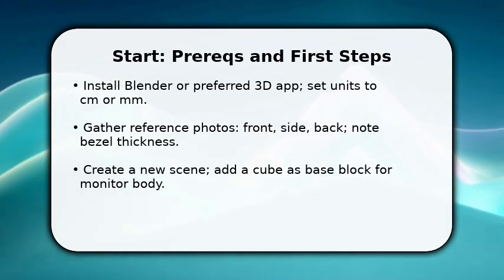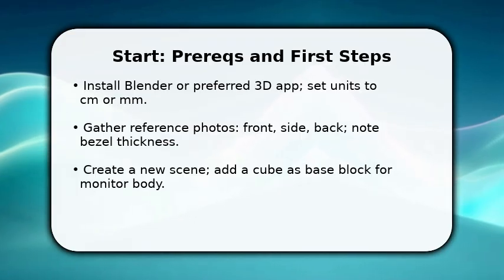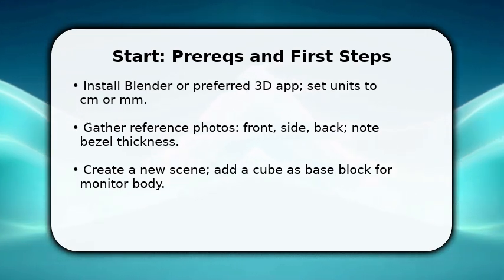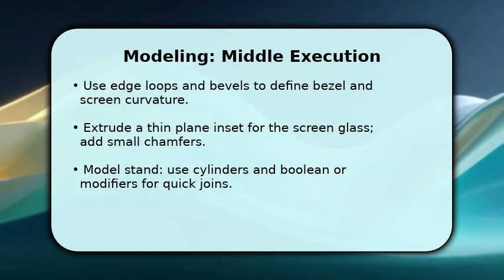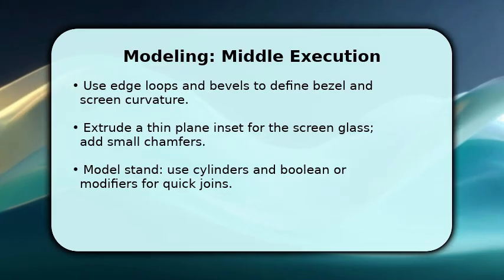This establishes correct scale. Make sure to apply scale and freeze transforms so subsequent edits behave predictably, because accurate base geometry prevents problems later. Once the base cube matches scale, switch to edit mode and add edge loops to carve bezel, vents, and mounting holes.